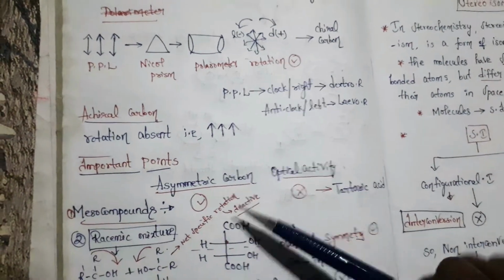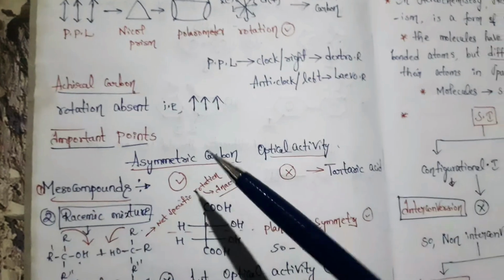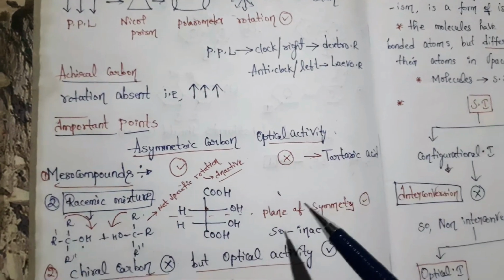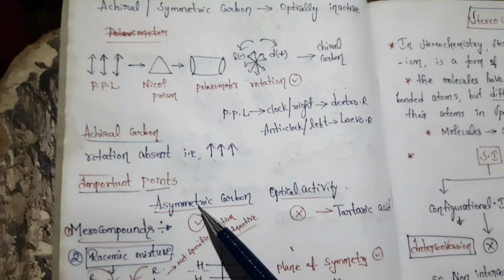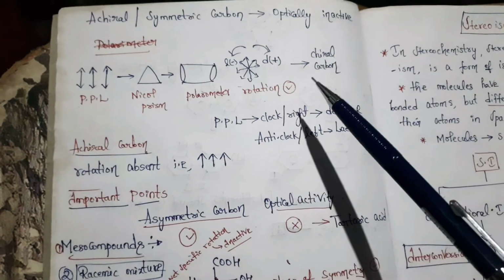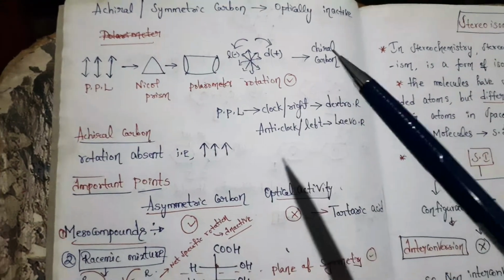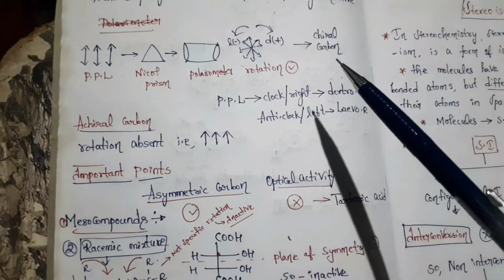Okay, now we are going to discuss some of the important points related to this. See, already we said that if we take chiral carbons, then only optical activity is possible.